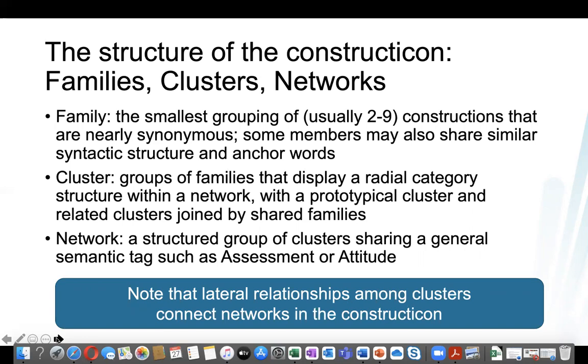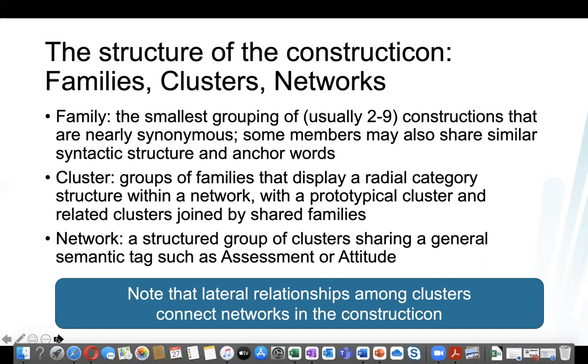So families are the smallest groupings of constructions. They're usually 2 to 9 constructions. And here we see that the constructions themselves are very nearly synonymous. Some members may also share similar syntactic structure and anchor words. Clusters are groupings of families, and clusters can also be grouped together such that they display a radial category structure within a network, where one cluster is more prototypical, and then it's joined by other clusters that form the largest type of grouping, a network.